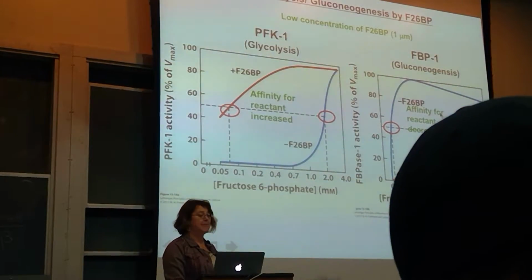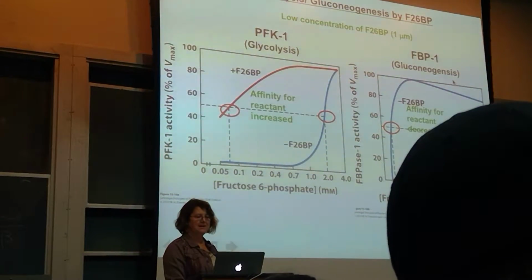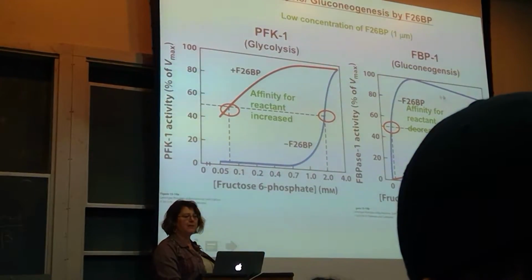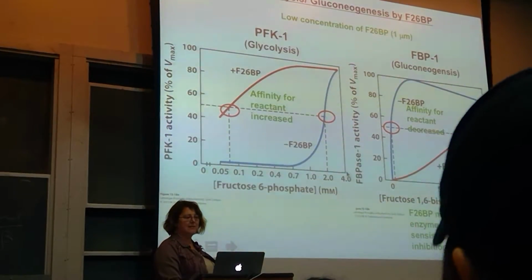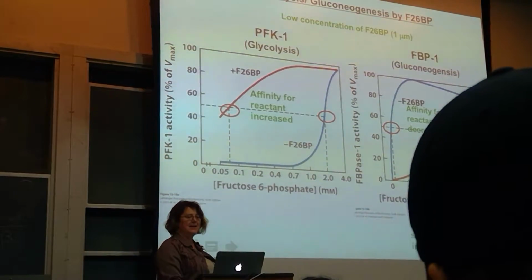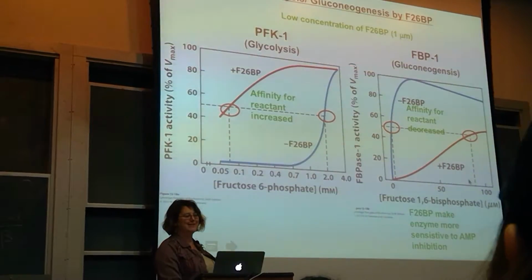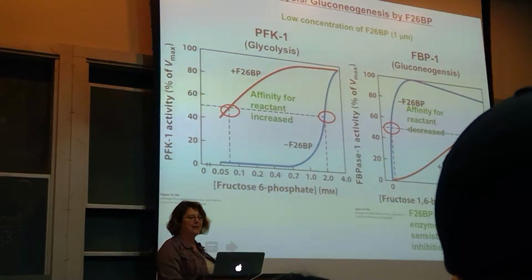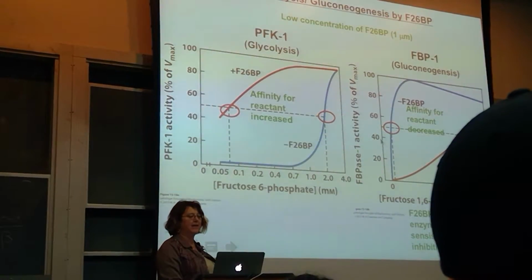So the opposite is happening for FBP1. In this case, right, when you don't have any, you have this really high affinity. And so what they're showing you here, right, is that at a particular concentration with F26BP, you have nice activity. Without, you have some activity. Without, you have really high activity.